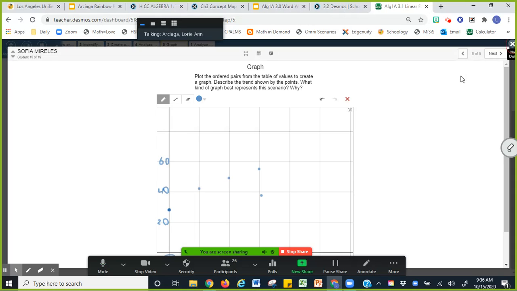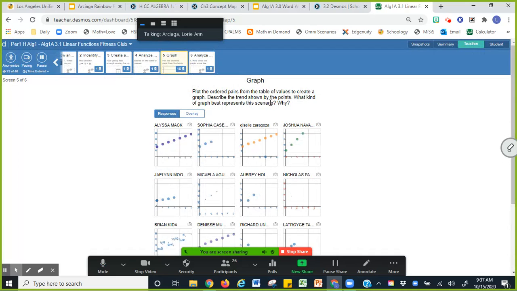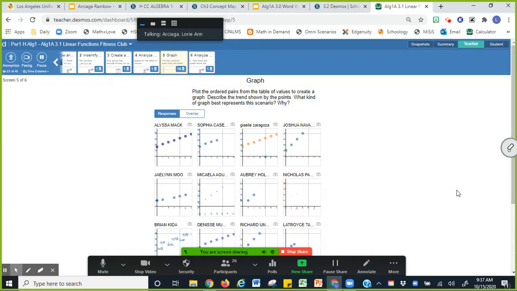Did I include a space where you can explain, where it says describe the trend shown by the points? Maybe I forgot to put the text box for that one. That's okay if there's none. Maybe I forgot. And if I edit now, you have to start from the very beginning. Okay, so next, let's go to the last one.